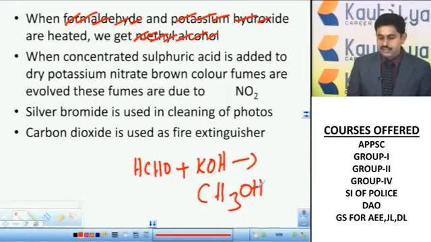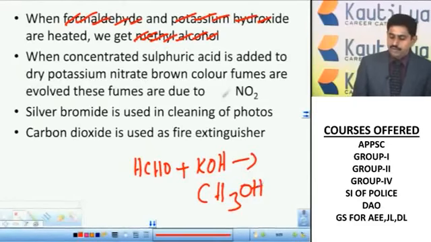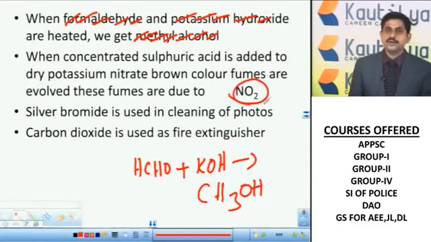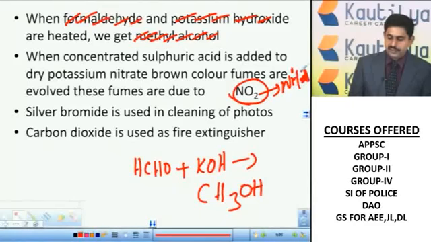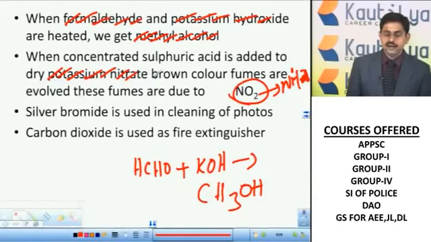When concentrated sulfuric acid is added to dry sodium nitrate, we will get fumes of brown color. This is because of the release of NO2 gas. Right, fumes are released. These fumes are nothing but nitrogen dioxide. Concentrated sulfuric acid, HNO3, and potassium nitrate, KNO3. When sulfuric acid and nitric acid are mixed and some heat is applied, there is evolution of brown color fumes.